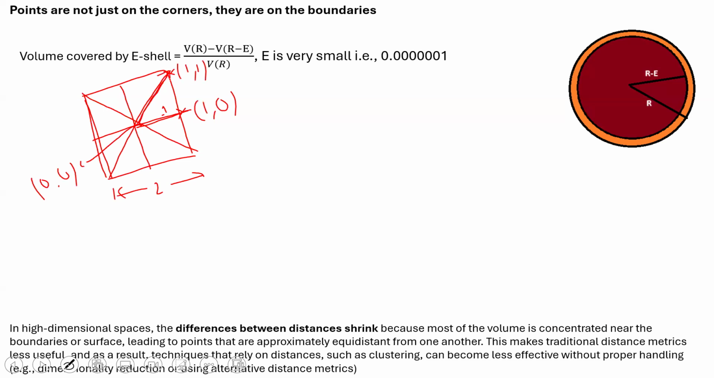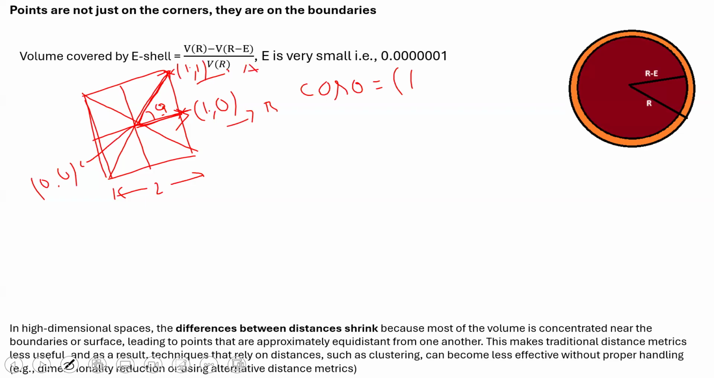So this is (1, 1), and this is (1, 0). Now, if I have to find the angle between these two, what can I do? I can apply cos theta, right? Cos theta is equal to the dot product of vector A and vector B.